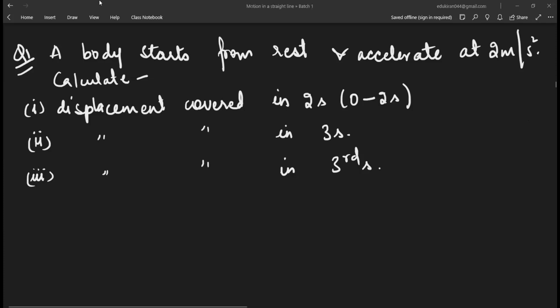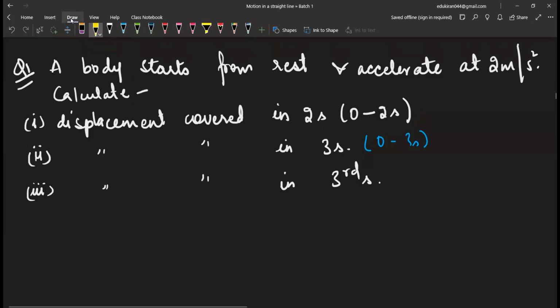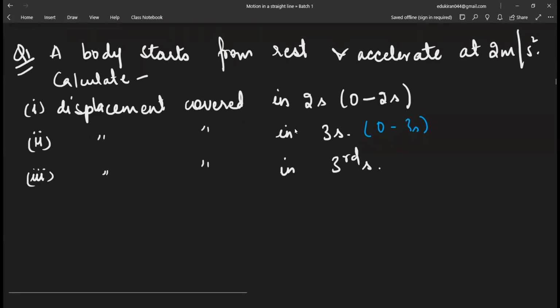Class, this is a very good question to understand the differences between the rest of the questions. Yes, Jobita. So you have the displacement covered in 2 seconds. 2 seconds means 0 to 2 seconds, the way we have been using. This is 3 seconds, means 0 to 3 seconds. The third part is saying third second. Yes, Jobita, yes. So you have this as the third second.